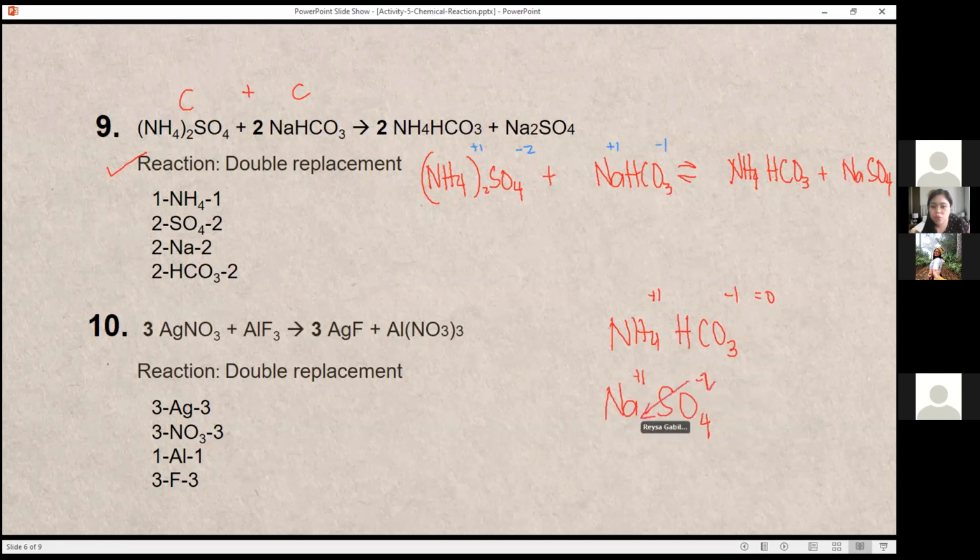So we need to do crisscross, which means sodium should have 2 here as the subscript. So your chemical formulas are already correct. That's the time that you need to balance the equation. So let us see if the equation is balanced.